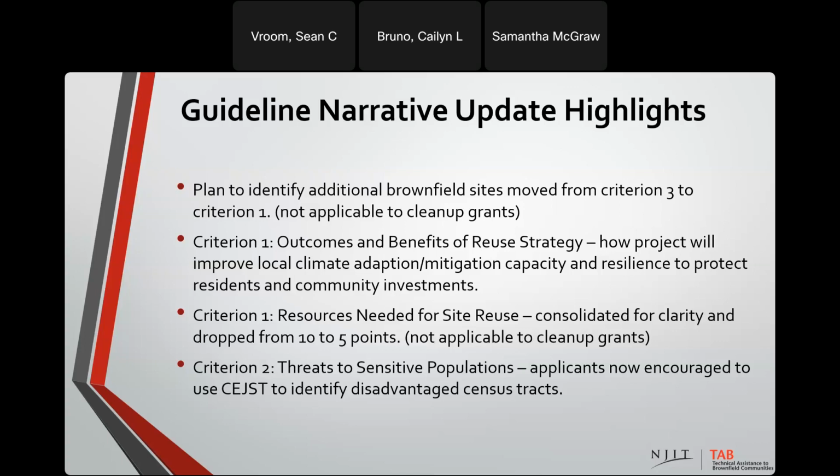In criterion 2, you have threats to sensitive populations. What's new this year is that applicants are encouraged to use CGEST to identify disadvantaged census tracts. CGEST is basically a tool that will help you identify these disadvantaged census tracts under that criterion. If they are listed in CGEST as disadvantaged, that's great. If not, the maximum amount you would be able to be awarded in that section is only 2 points.